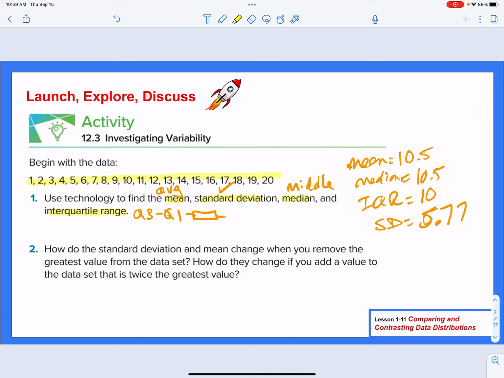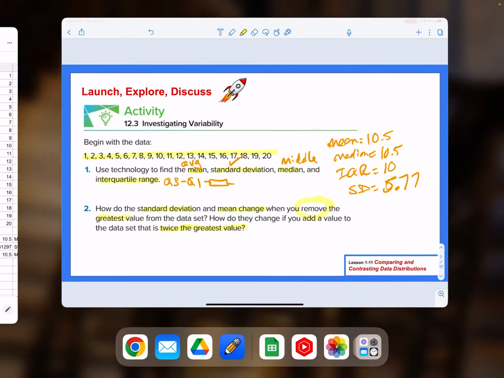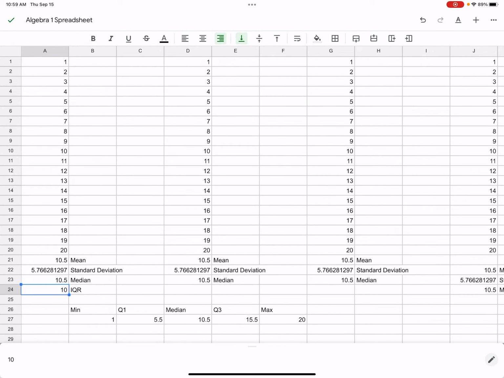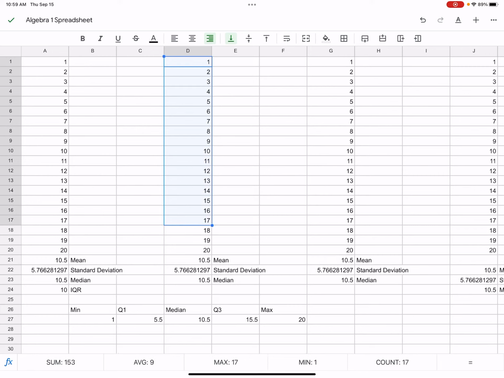So the next question says, how do the standard deviation and the mean change when you remove the greatest value? How do they change if you add a value to the data set that's twice the greatest value? Okay, so let's first of all remove one, and then let's see what happens. So I'm going to come over here, and you can see I copied it all over for us already in this column here. Same value there.